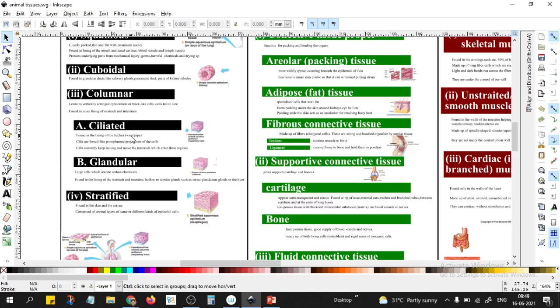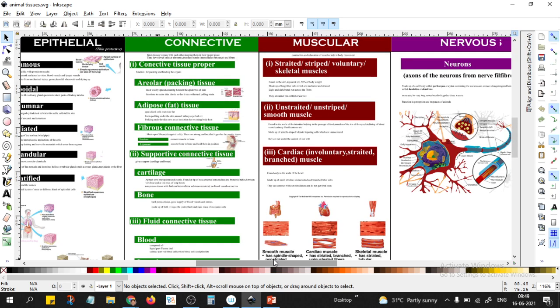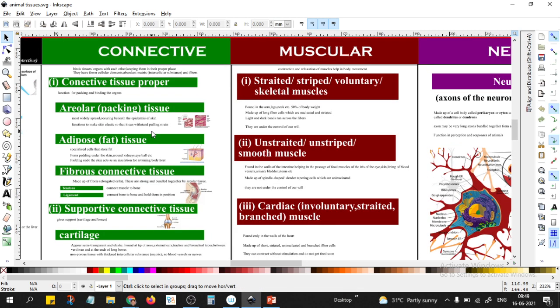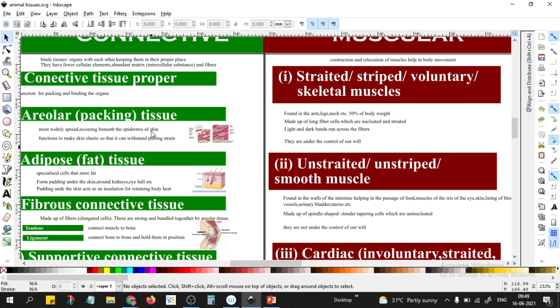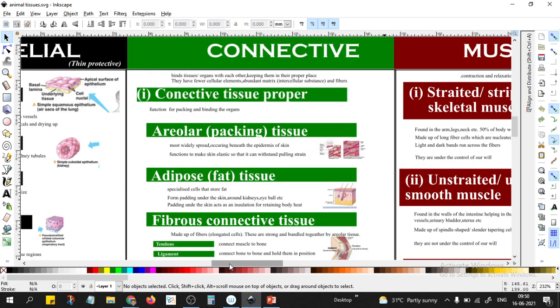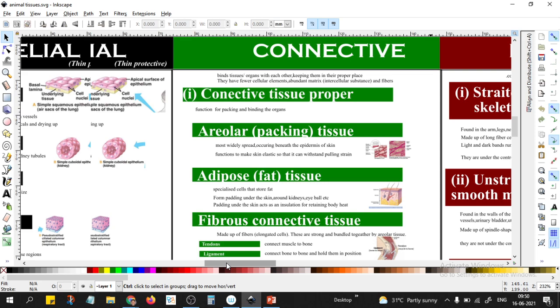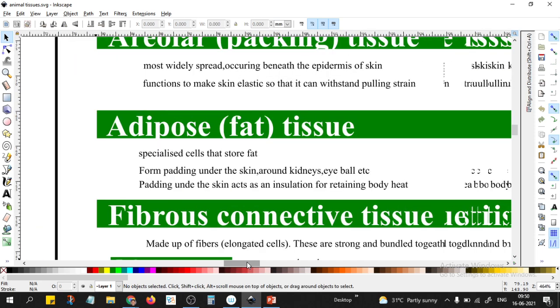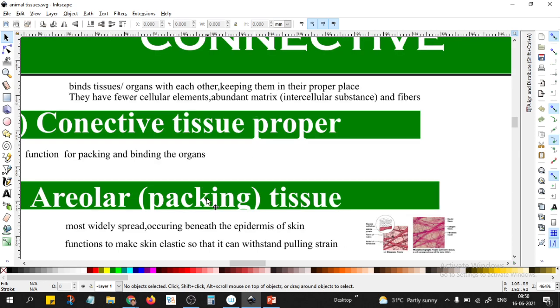Okay, so next we are moving on to the connective tissue. So the term is very clear, connective. Connective means it is going to connect the different tissues or organs. So the connective tissue binds the organs or tissue with each other, keeping them in the proper place, and they have very few cellular elements.